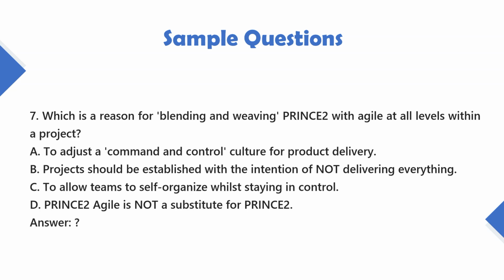7. Which is a reason for blending and weaving PRINCE2 with Agile at all levels within a project? A. To adjust the command and control culture for product delivery. B. Projects should be established with the intention of not delivering everything. C. To allow teams to self-organize whilst staying in control. D. PRINCE2 Agile is not a substitute for PRINCE2.